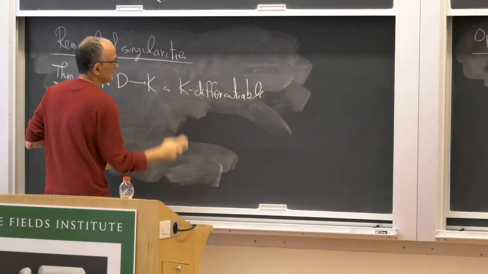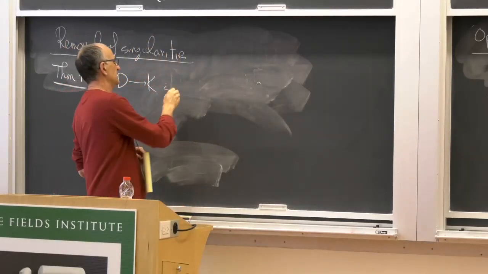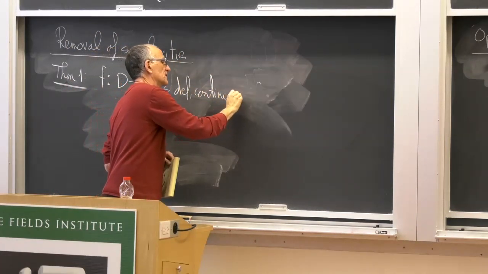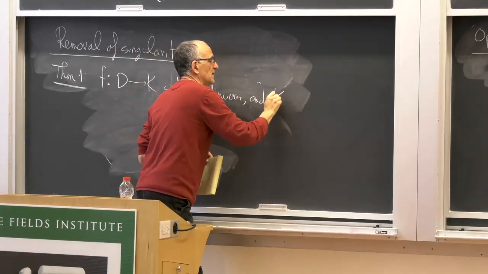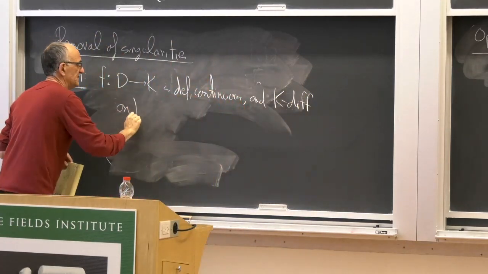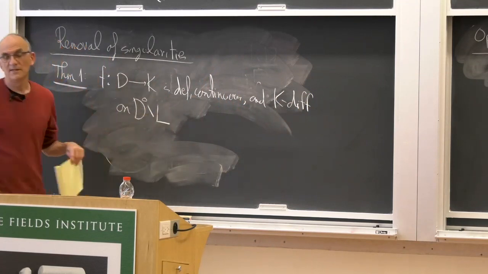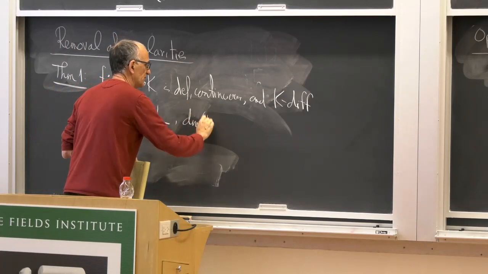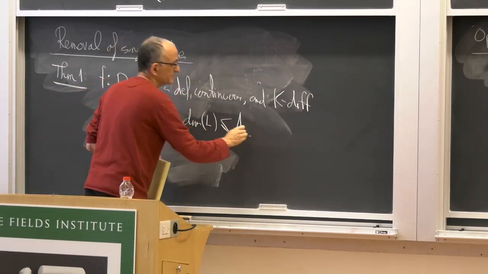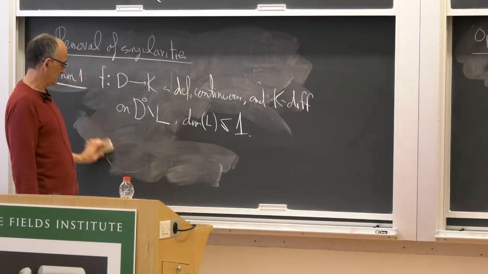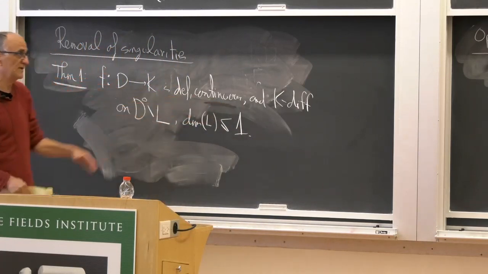No, sorry, it is continuous. Now I want to write the whole thing, it's important. F is definable, continuous, and K differentiable on the interior minus a one dimensional set, at most one, with dimension of L. Right, not a single point. Usually we give this result for single points, but then we assume only boundedness. But here, right now, I'm assuming continuity.